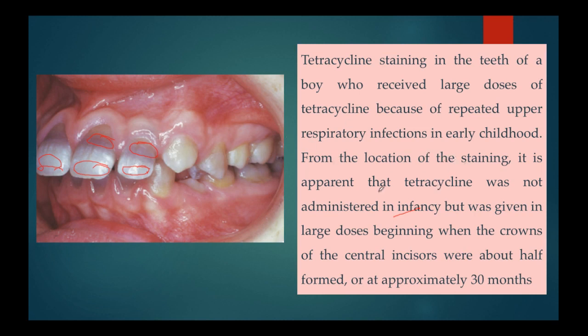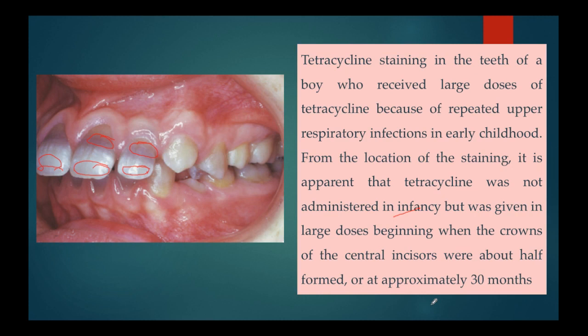So the large doses were given when the crowns of the central incisors were about half formed, or approximately at 30 months of age. Since the incisal edges are not affected by the staining, we can say that the tetracycline was begun when the central incisor crowns were about half formed, as we cannot see any staining on the incisal region and it is only seen in the cervical region. So what we can judge by this is the approximate age at which the tetracycline was started.